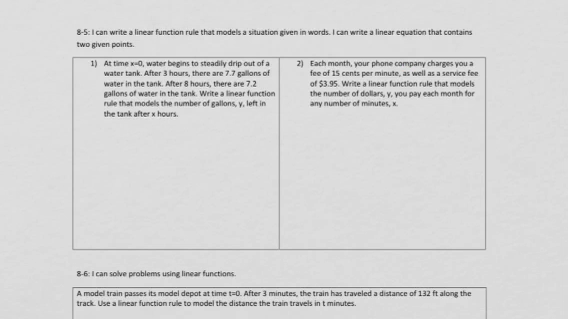And finally, we have the last page, 8.5. In this one, we have water dripping out of a water tank. So there's water in it to begin with, which means 0 is not on my graph. But if I keep reading, I have my x and y. X is time, and y is gallons of water. After 3 hours, there are 7.7 gallons. And after 8 hours, there are 7.2 gallons.